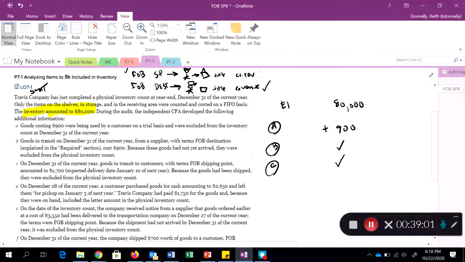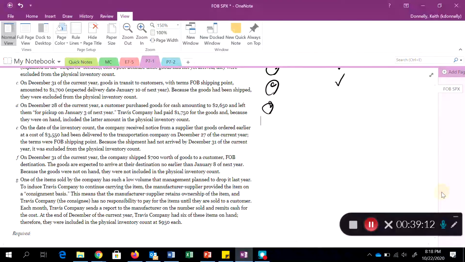Let's look at D. On December 28th of the current year, a customer purchased goods for cash amounting to $26.50 and left them for pickup on January 3rd of the next year. Travis Scott Company had paid $17.50 for the goods and, because they were on hand, included the latter amount in a physical inventory account.